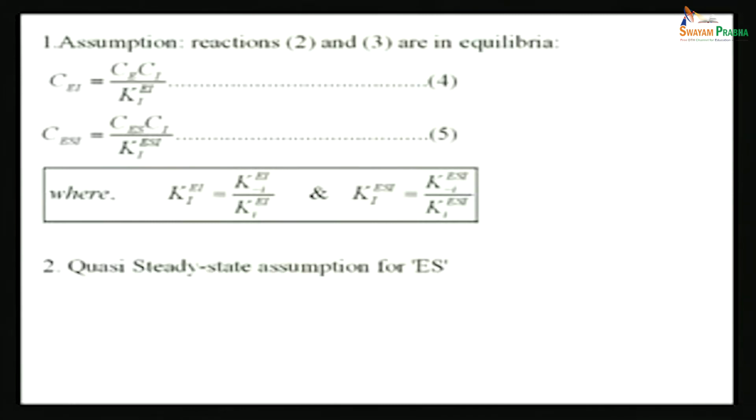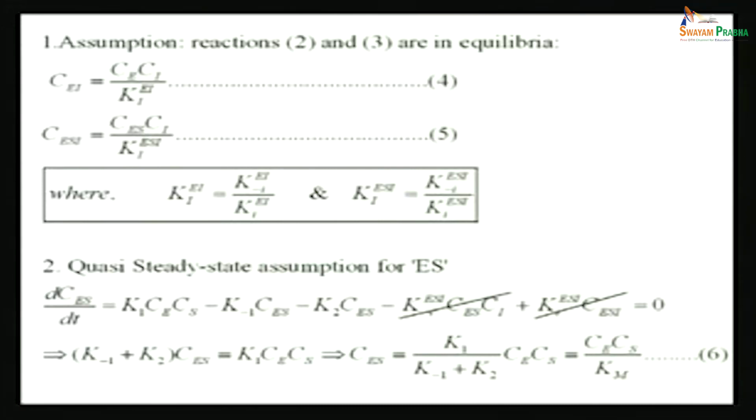So if we do a quasi steady state for CES, what will you get? How many terms will you get for quasi steady state for CES? When you write the quasi steady state equation, so d/dt of CES, how many terms? 5 terms, right? You get 5 terms. Is it clear to everybody? You get 5 terms, 2 of which will cancel out because of the equilibrium assumption given by equation 5, right?